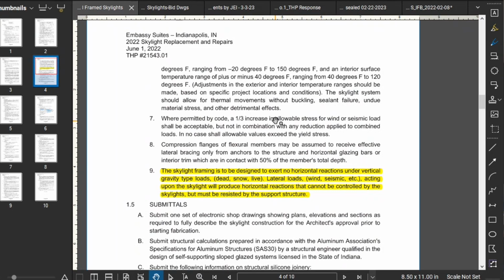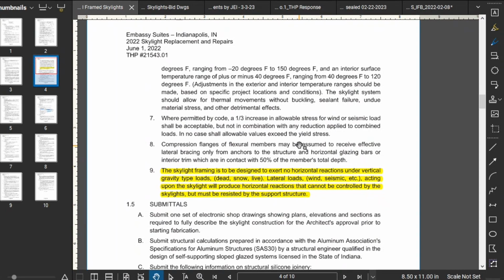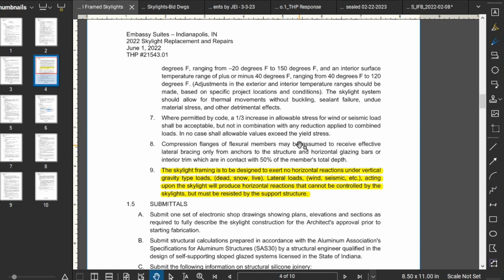Yeah, that's all I got. Any questions on Skylights? That number 7 is pretty interesting: a 1/3 increase in allowable stress. Nice catch there, Kyle. Where's that in the codes? This is a 1/3 stress increase, a leftover from 25 years ago. Code before 2000 had a 1/3 stress increase that was allowed for aluminum design. This is no longer in the code, so nice catch there.